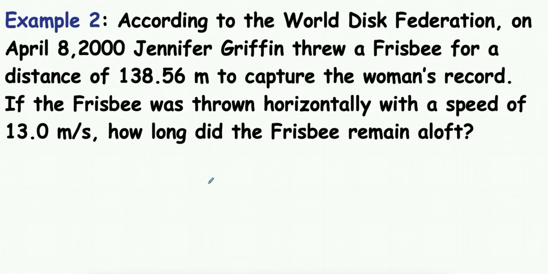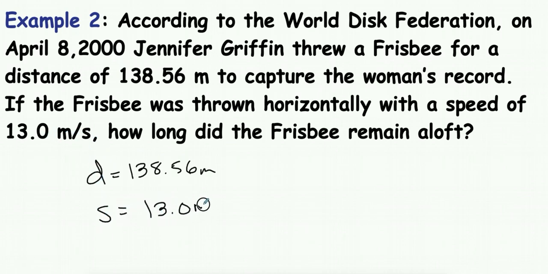According to the World Disc Federation, on April 8, 2000, Jennifer Griffin threw a frisbee for a distance of 138.56 meters, so let's write that down. To capture the women's record, if the frisbee was thrown horizontally with a speed of 13.0 meters per second, how long did the frisbee remain aloft or in the air? Okay. Well, we're covering 138.56 meters before we hit the ground. We have a speed of 13 meters per second.